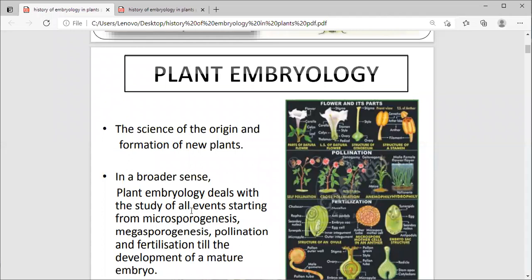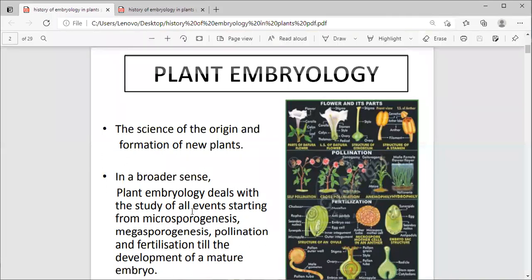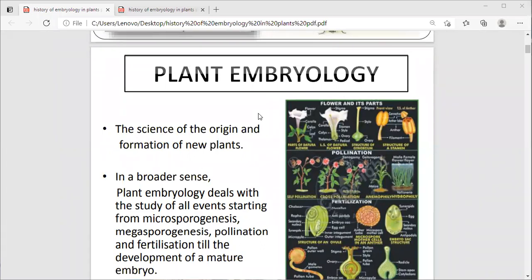So we want to know here what microsporogenesis means. Microsporogenesis is nothing but the development of a pollen grain. How the pollen grain develops, how the microspore develops, if you want to study that, what do we call it? Microsporogenesis. So again, this is a branch, or we call it a subtopic, of embryology.